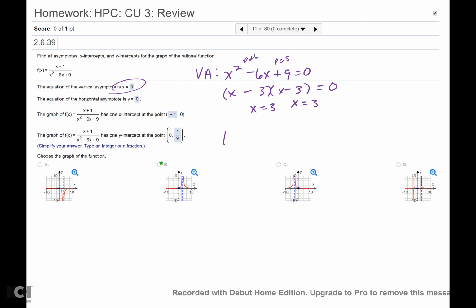Okay, to get my horizontal asymptotes, I do degrees. My top degree is 1. My bottom degree is 2. Top degree is smaller than bottom degree, so my horizontal asymptote is at y equals 0.